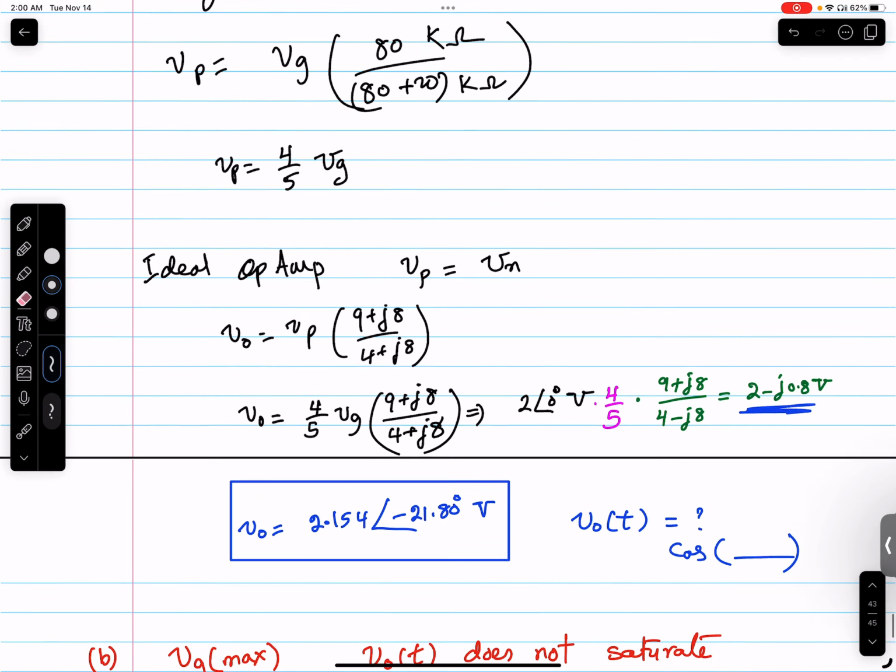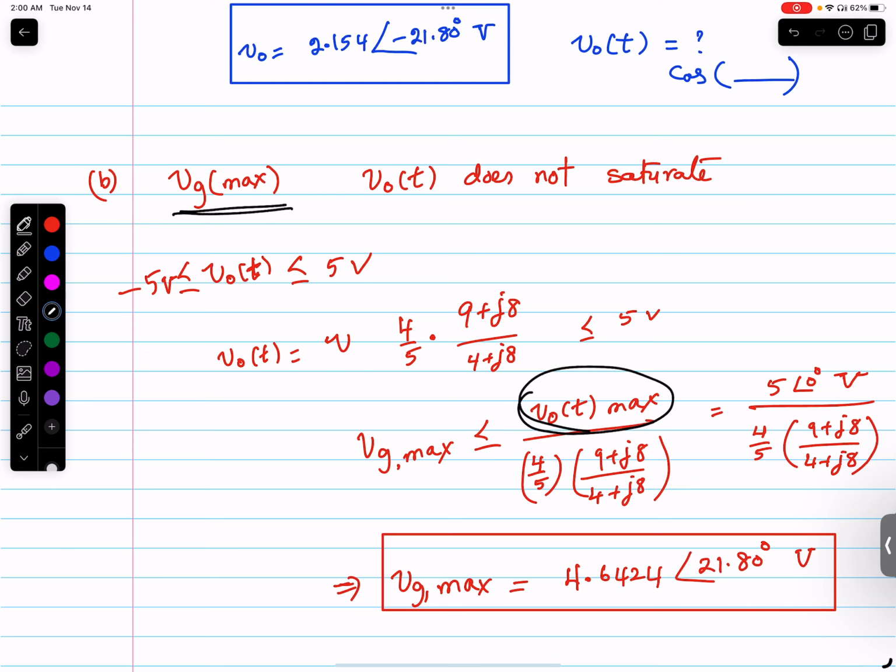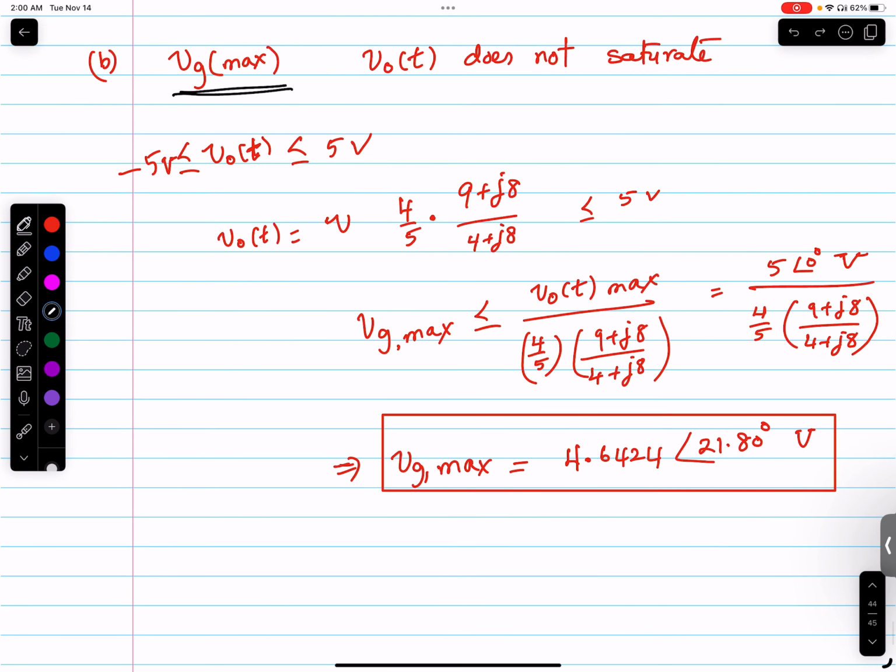After you do that, you can find the V output maximum. What is the V input maximum? V input is constrained by the V output maximum. Therefore, you can plug that in and see that Vg maximum should be this value.